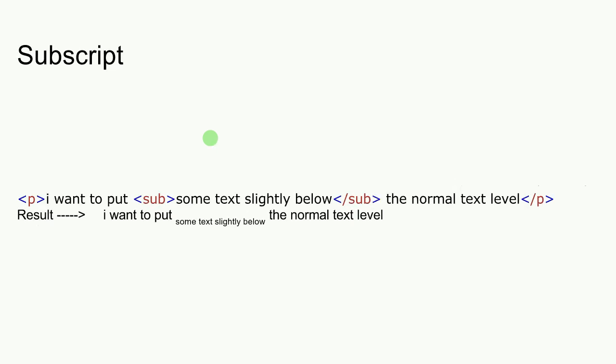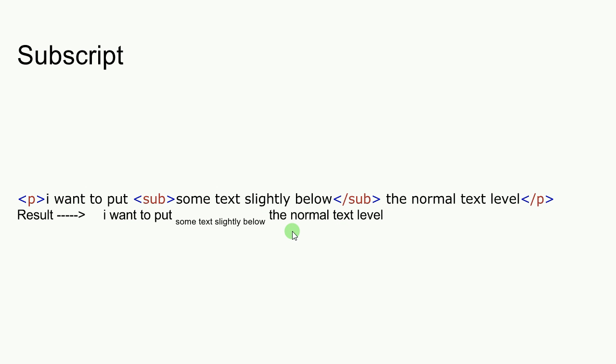And let's now talk about subscript. Subscript is basically if you want to put some text slightly below the normal text level. So let's say this is what you wanted in your website, then you can do that by using this tag, p. I want to put some text slightly below the normal text level, right? So this thing is basically used most of the times.